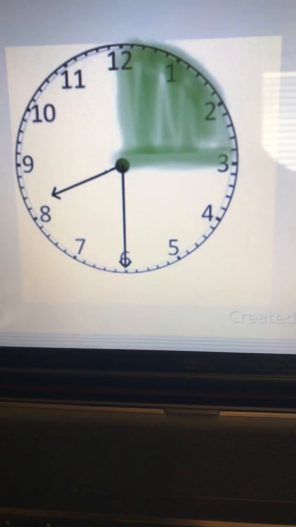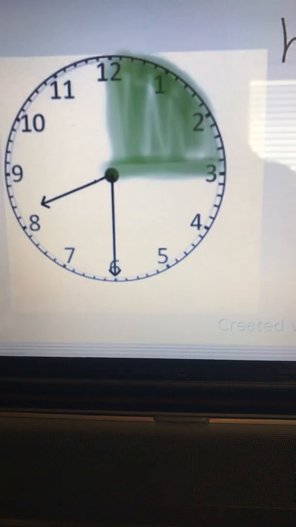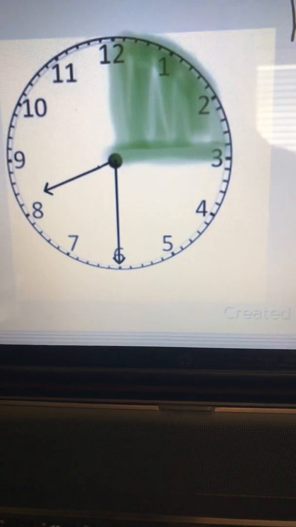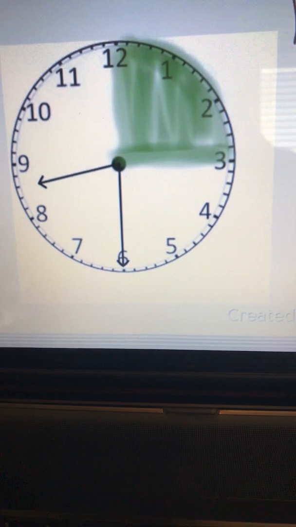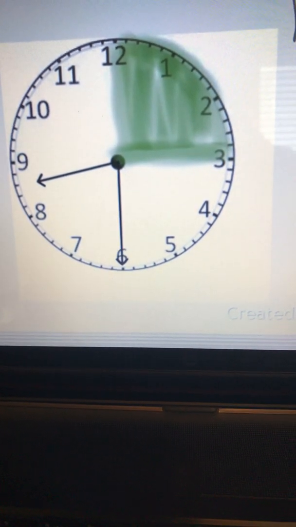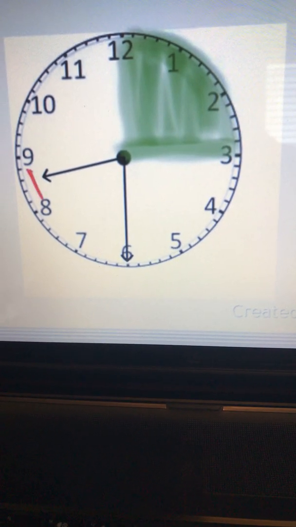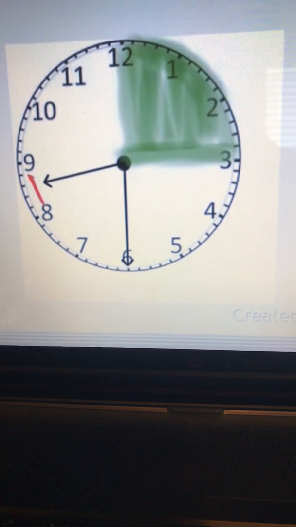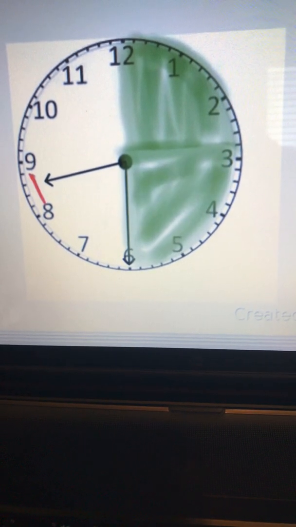Another way to say this would be half past 8. Good, and we know that because it's halfway now. It's halfway around the clock. Past 8. 8:30. When the minute hand has moved halfway around the clock, the hour hand is halfway between the 8 and the 9. Okay? And it is halfway, and I've gone halfway around my circle. Okay? There's another half.